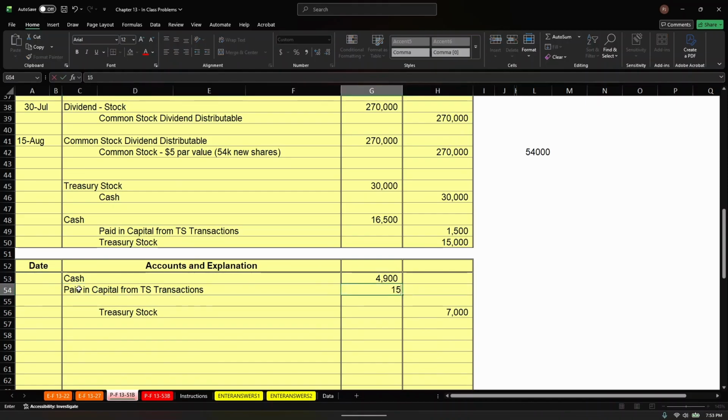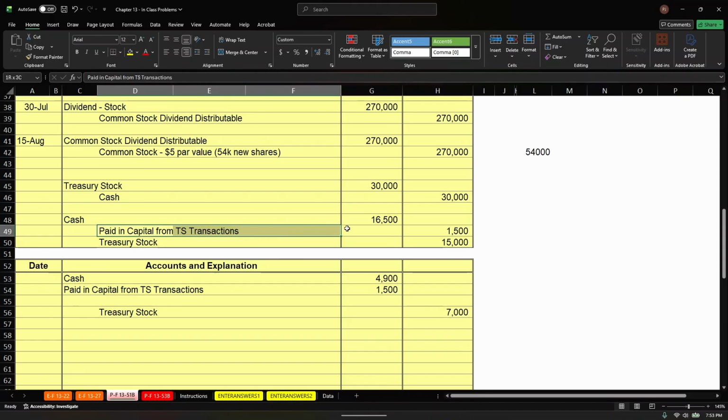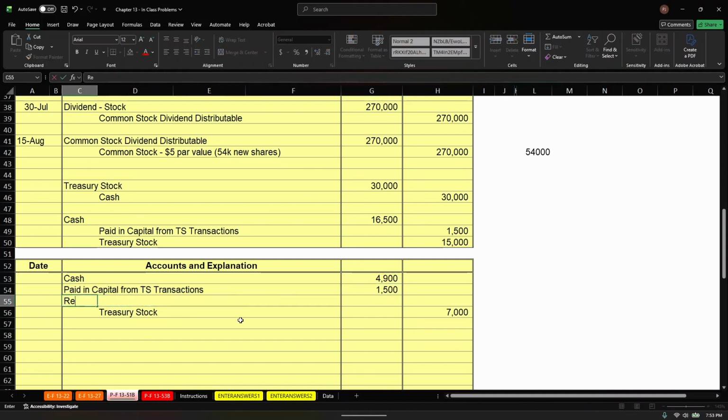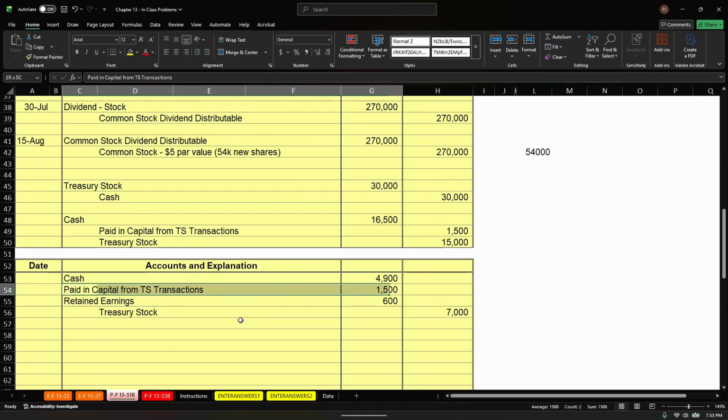The max we can do is 1,500, right? Because now this is fully offset with this debit. Now that account is zero. And the rest of it we're going to take from retained earnings. Okay, so it's going to be 7,000 minus this, minus this. Okay, so now our journal entry debits and credits balance. We fully zeroed out this account. We lost back all of the money that we gained from the first sales transaction, plus a little more, which we see in this retained earnings debit.